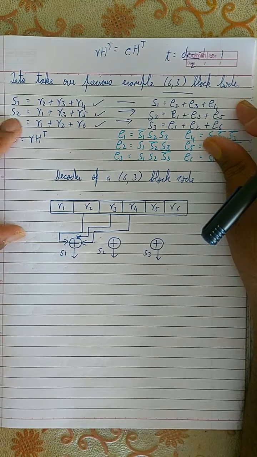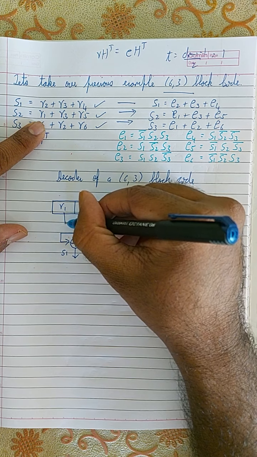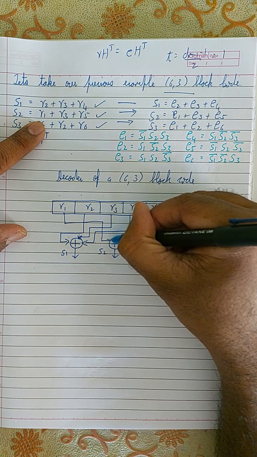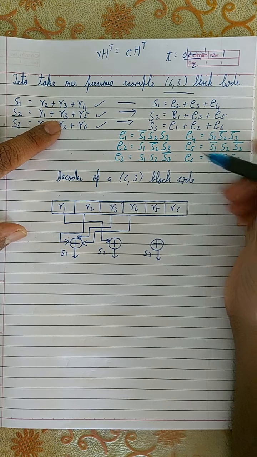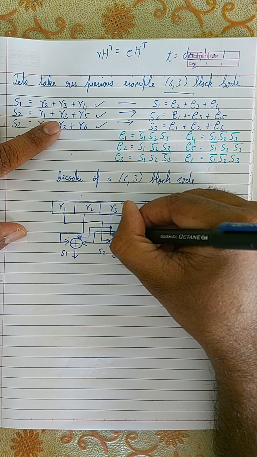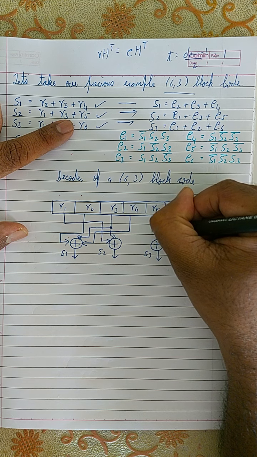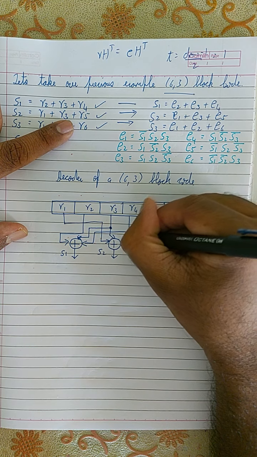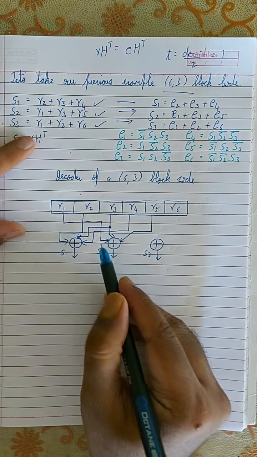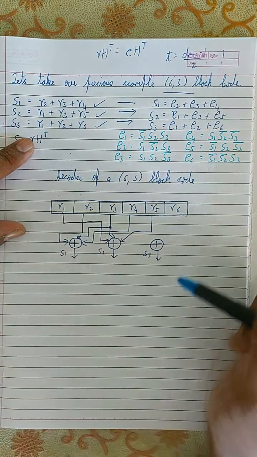Now what is the equation for S2? R1, and R3 we have already drawn over here, so I can extend from here. This is R3 and R5. This is the equation for S2: S2 is equal to R1 plus R3 plus R5. Plus means XOR function.